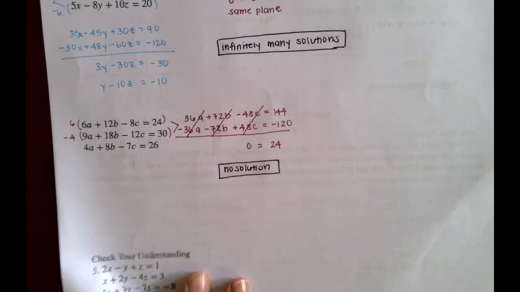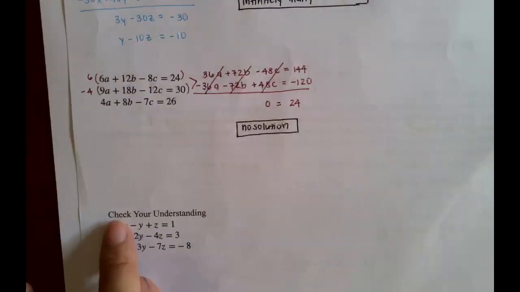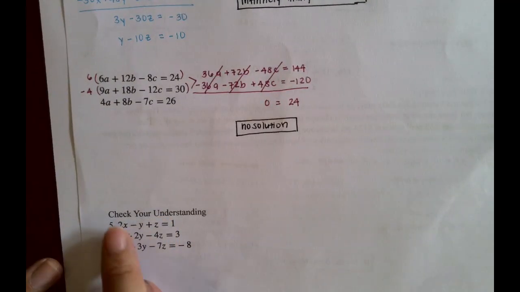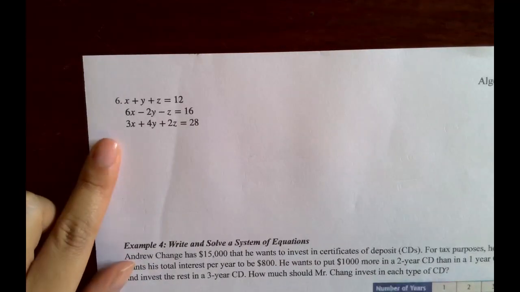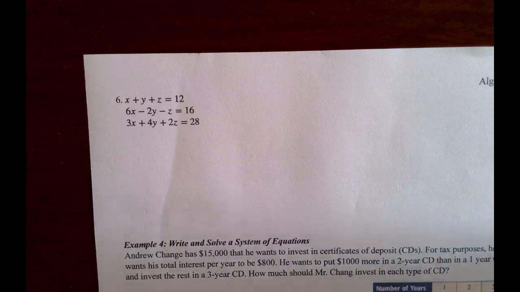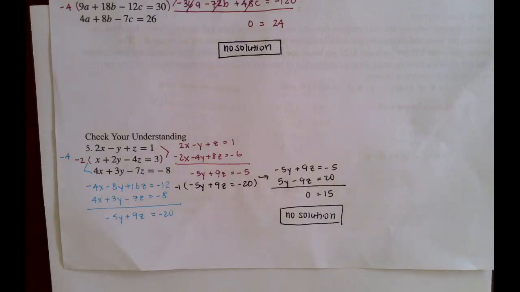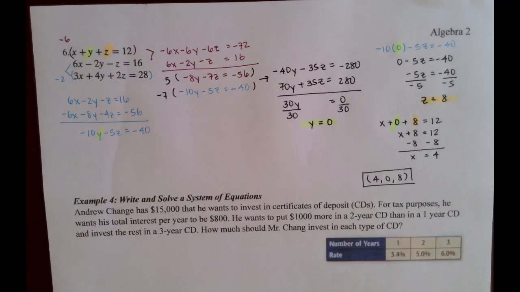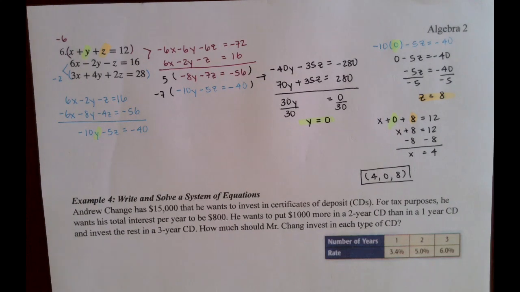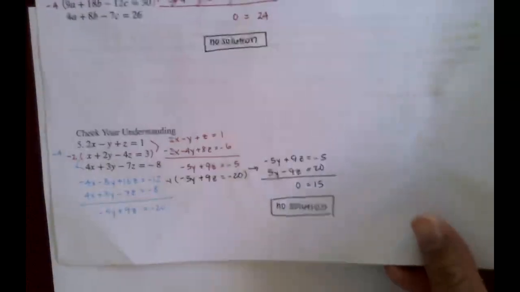Okay. So what you're going to do now is work on check your understanding, not check your progress, but check your understanding number 5 and 6. And then once you're done, come check your answer. Okay, so for CYU 5, you should have gotten no solution. And for number 6, you should have gotten the ordered triple 4, 0, 8. If you got those correct, you can move on to example 4. If not, here is your explanation.